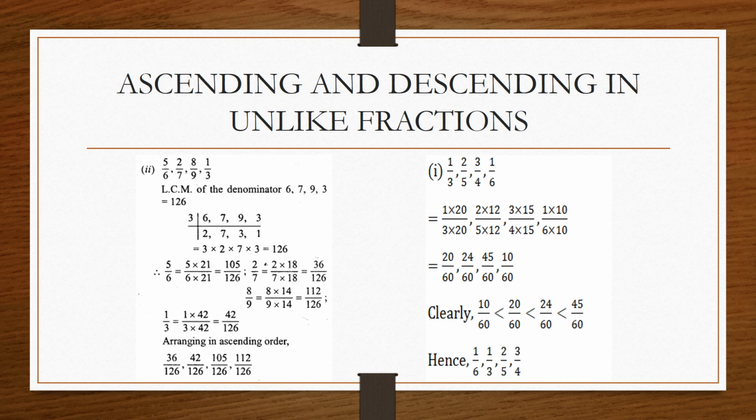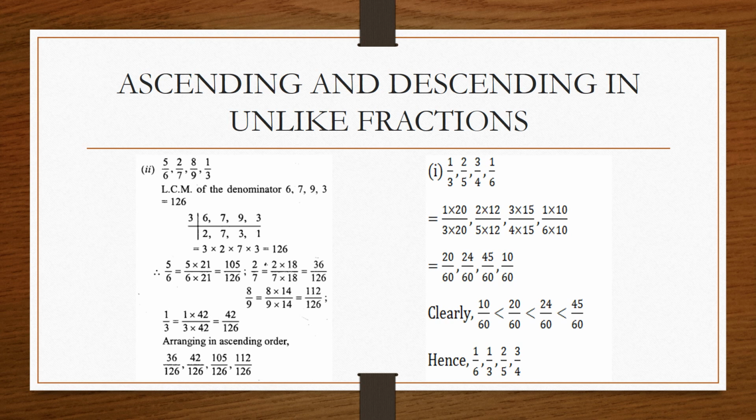Now here you can see another example: 1 by 3, 2 by 5, 3 by 4 and 1 by 6. This also has all denominators different. They are unlike, so first change into like fractions. To change into like fractions, the LCM will be 60. So you have to make the denominator 60 by multiplying.